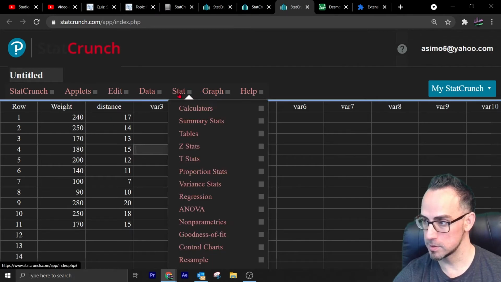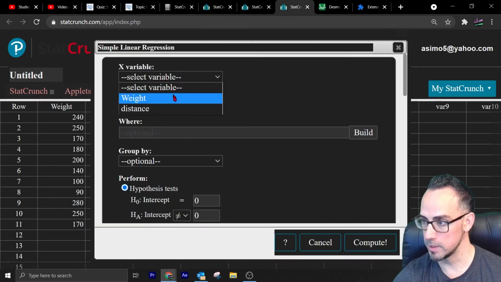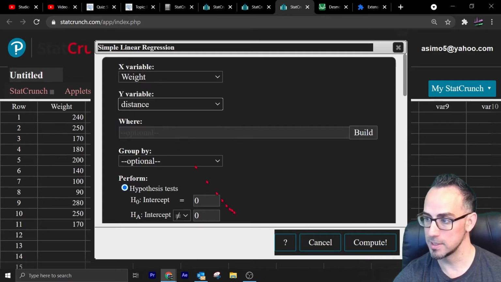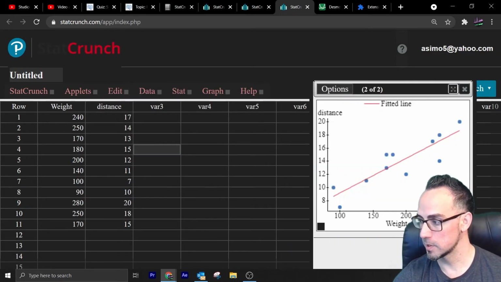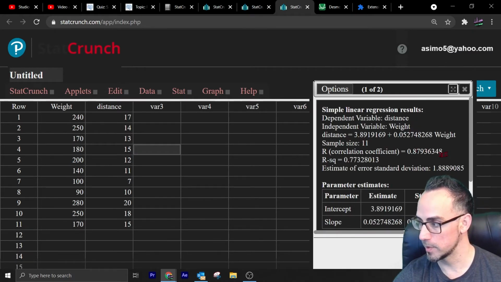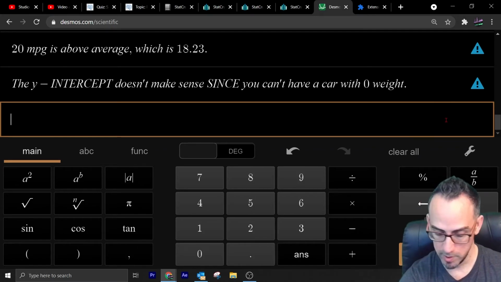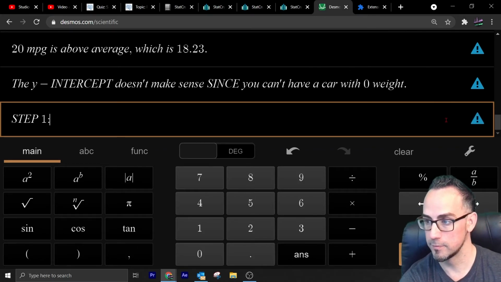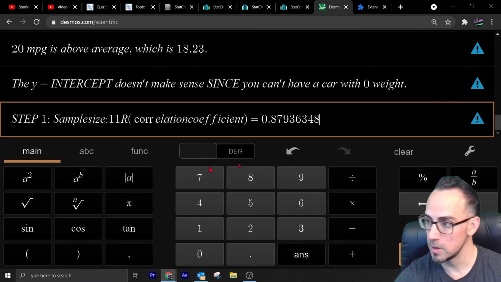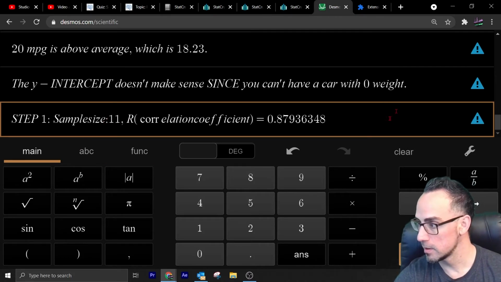I'm going to go to stat, regression, simple linear, to determine if there is a correlation. First, let me look at this data. It does look like there's a correlation, and it does not look like there's an influential point. But I need to show that mathematically by grabbing this, Control C. This is step 1, right? To show something is influential, you need to go through this process of comparison.